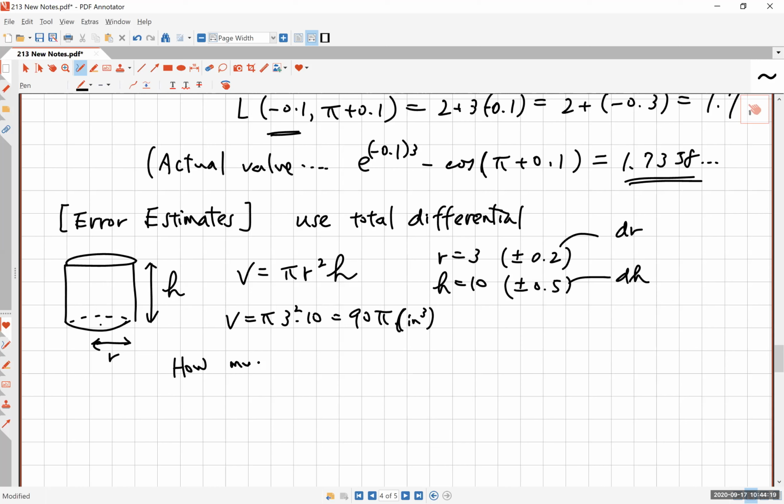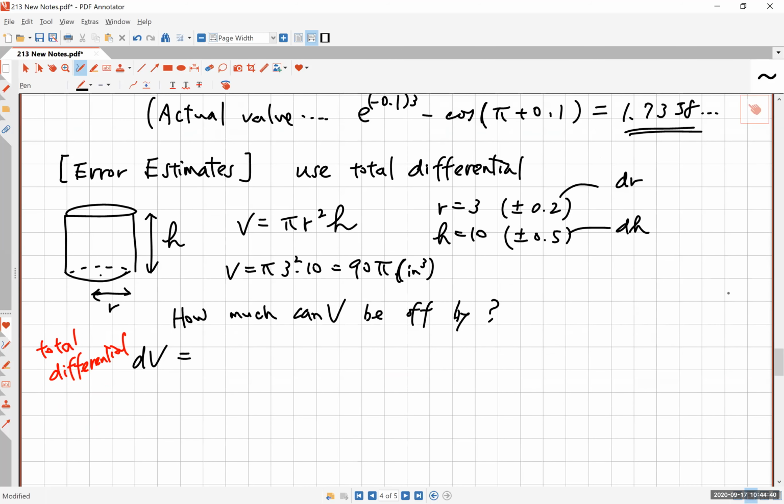How much can V be off by? And so this is the total differential, and this is what you will need to calculate. I will give you another example after this, and that's all I'm going to do. The total differential dV is what would estimate, and this is called the error estimate.